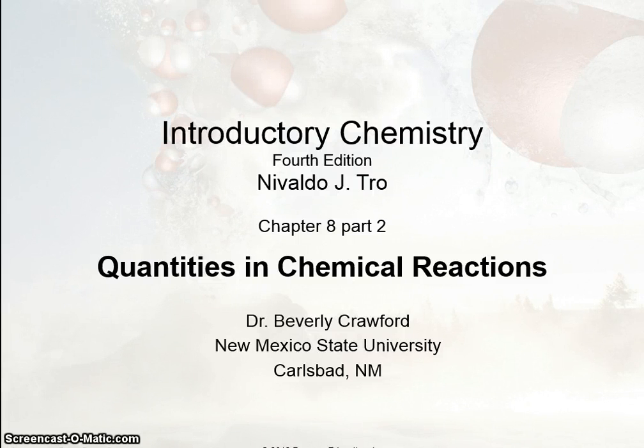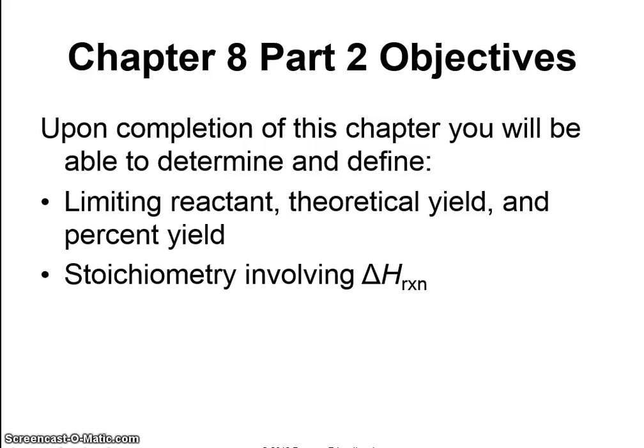This is Chapter 8, Part 2, a continuation of the discussion on quantities in chemical reactions. In this part of the chapter, you will be able to learn about limiting reactants, theoretical yield, and percent yield, and what stoichiometry, which we discussed before, means to the heat of reaction, which is expressed as delta H sub Rxn.